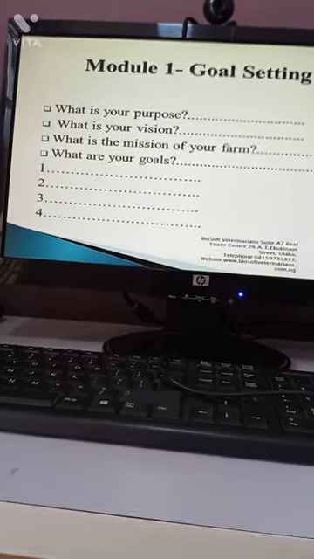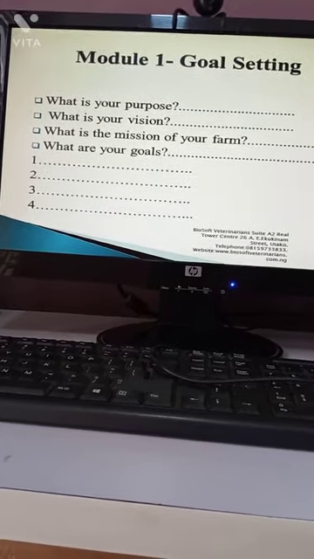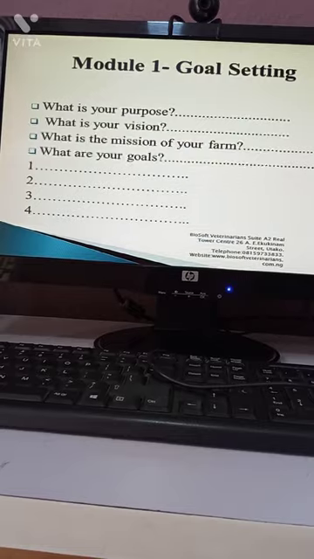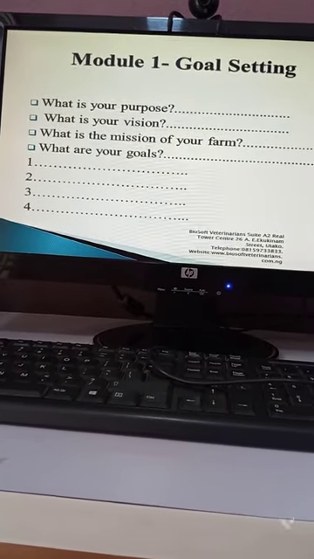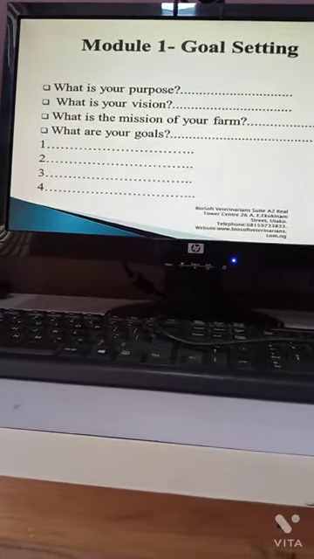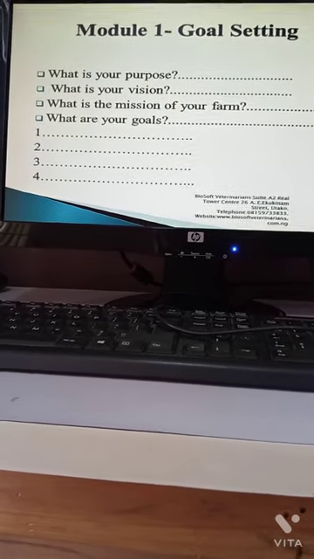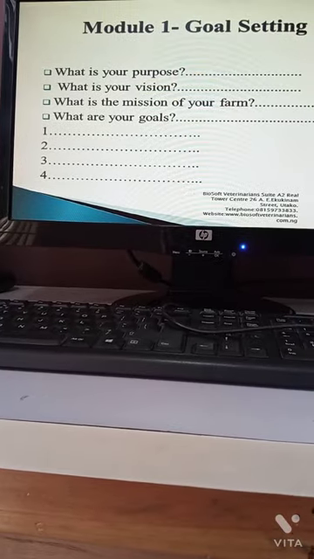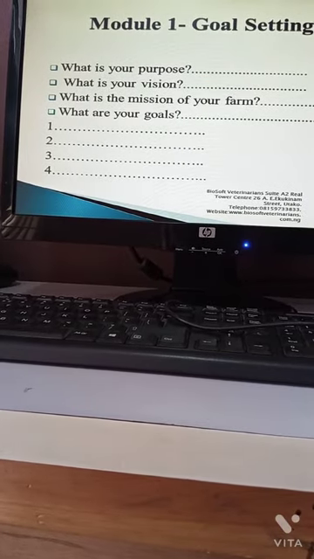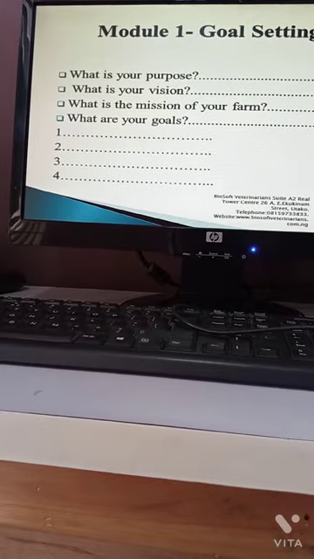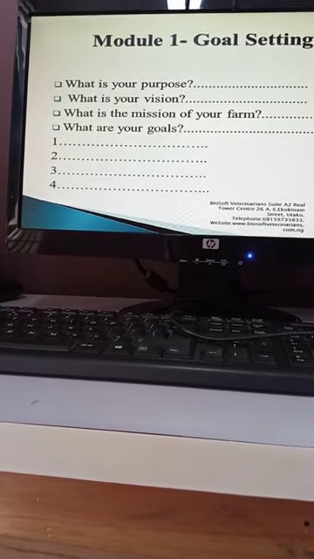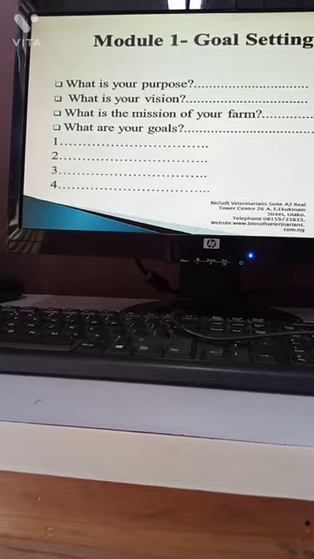Okay, so the first module for this course is actually goal setting. What we're going to be looking at under this is for you to set your purpose. What is your purpose? You should define your purpose and see how that aligns with your desire to have a poultry farm. And then you're also going to describe your vision. What is your vision for this project in the next 6 months, in the next 1 year, in the next 3 years, in the next 5 years? How do you see yourself and your poultry enterprise in terms of time?